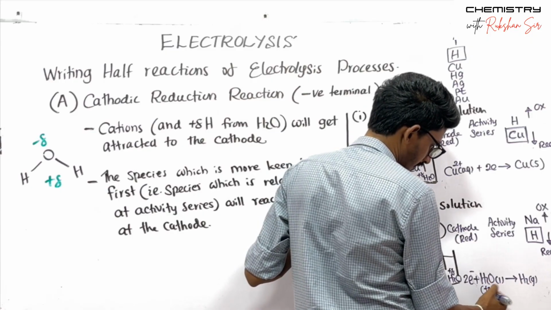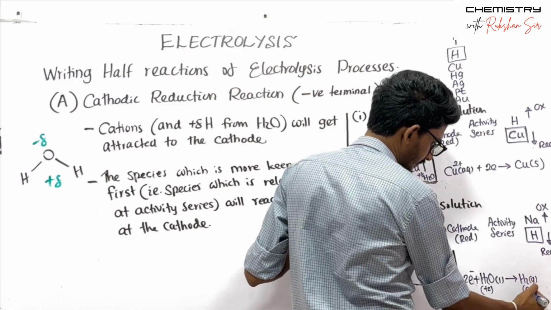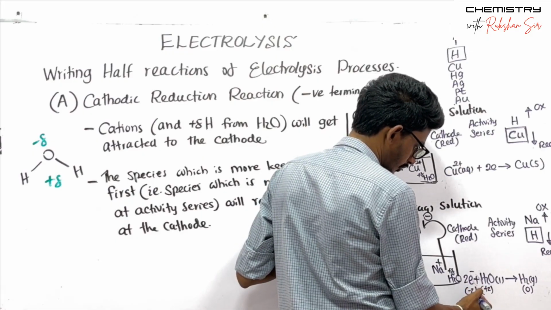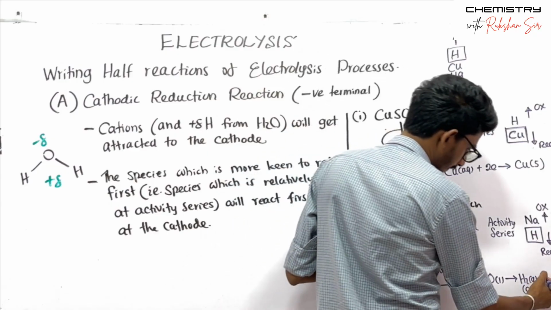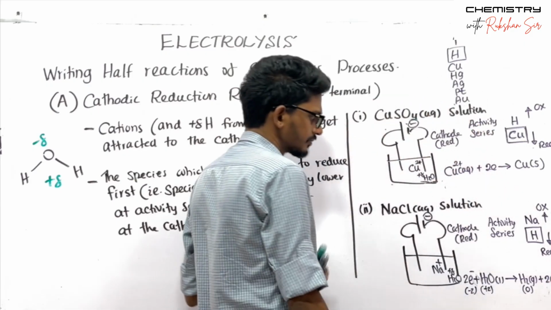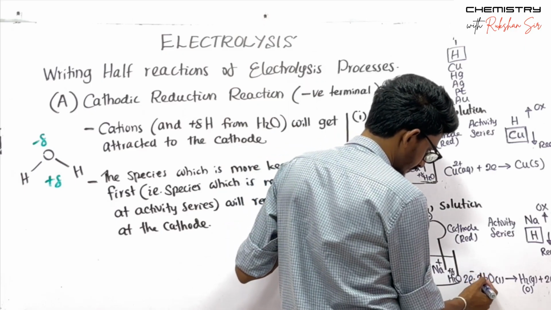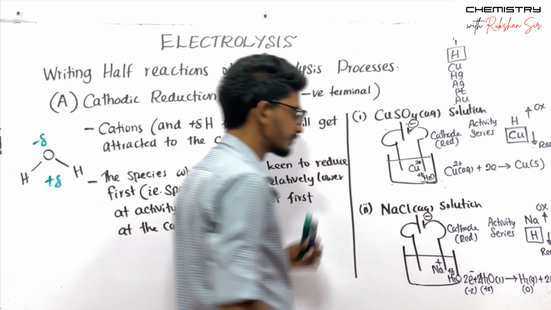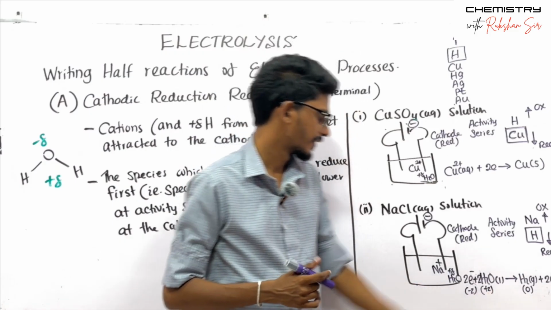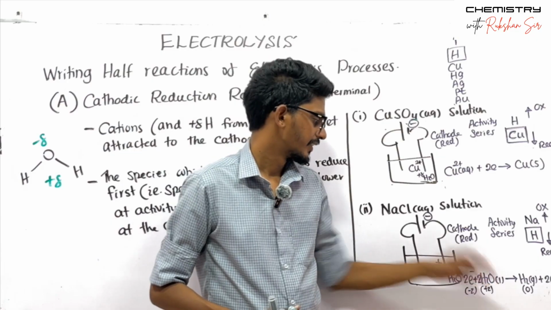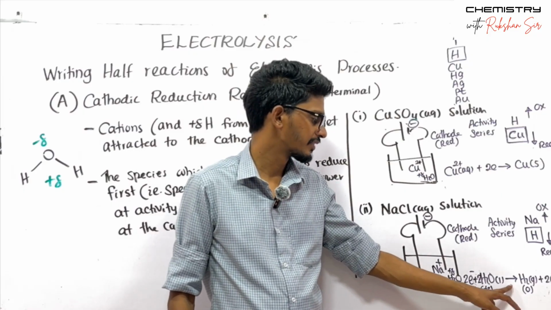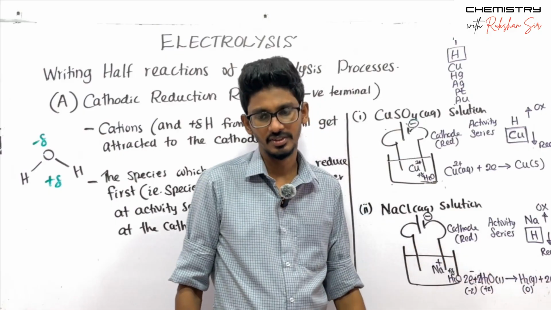Plus 2 here. Just a simple redox balancing. 0 here. Minus 2. So 2OH minus and some 2 here. Normally, if water is involved in a reduction process at the cathode, we are supposed to balance that as a basic medium balancing.